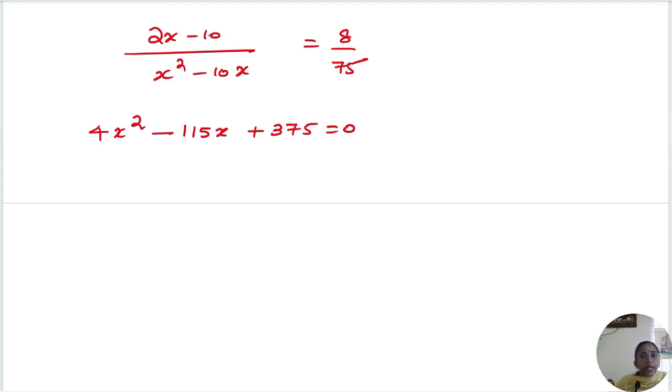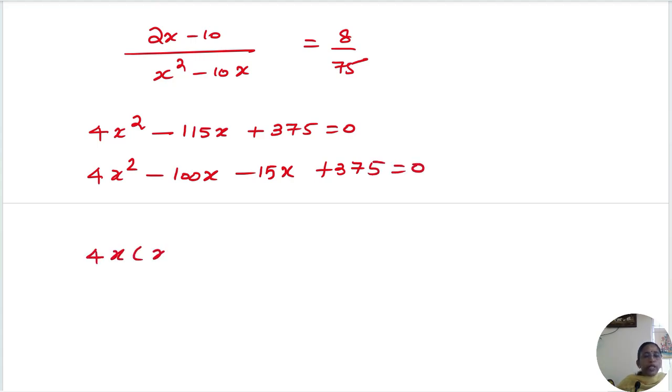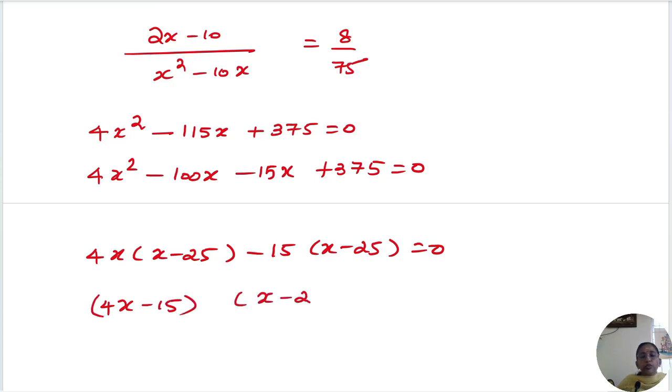Now find factors for this equation. So 4x square minus 100x minus 15x plus 375 is equal to 0. So 4x into (x minus 25) minus 15 into (x minus 25) is equal to 0. So (4x minus 15) into (x minus 25) is equal to 0. So x is equal to 15 by 4 or x is equal to 25.